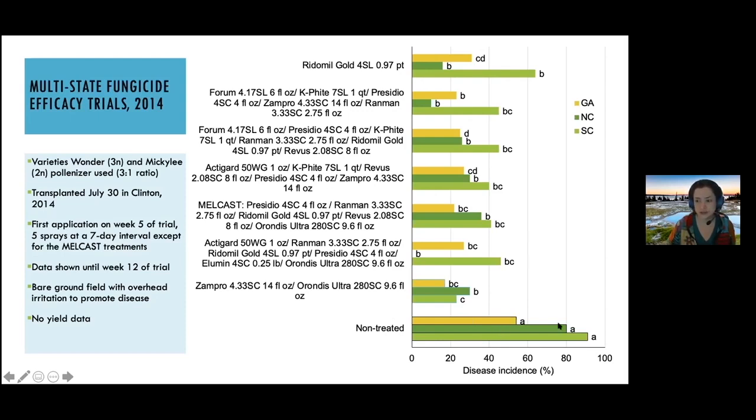Lots of disease. Also, the green is North Carolina, the darker green is North Carolina. And the best treatment that we had was really the alternation between Sampro and Arondis. And that continues to be true with other trials that we have done. Really, Arondis Ultra has been a really, really good product for us, and one that I unfortunately don't have data that I can show you.